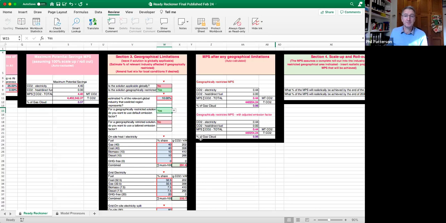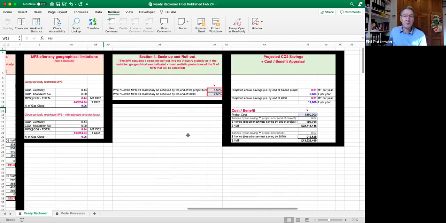far more relevant. So you can see here that we've got maximum potential savings of 0.57% of the gas cloud and 4.4 megatons of CO2. When we add in the geographical restriction, that drops down to 0.06 of the gas cloud and 0.44 megatons of CO2.